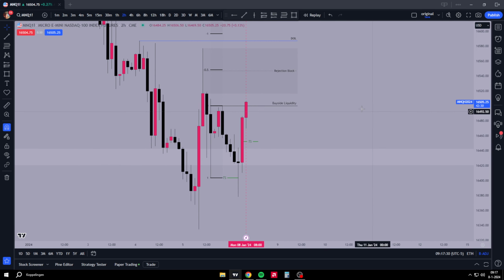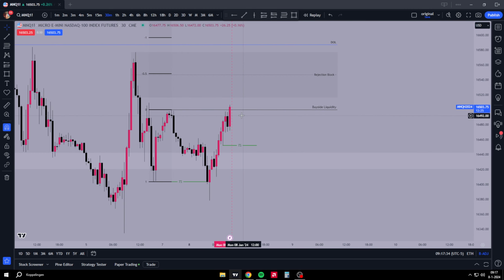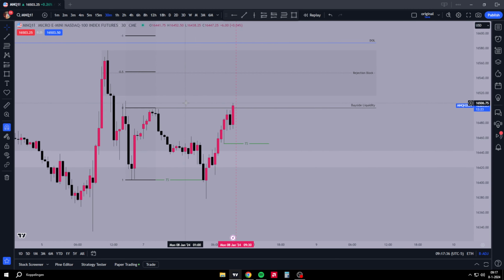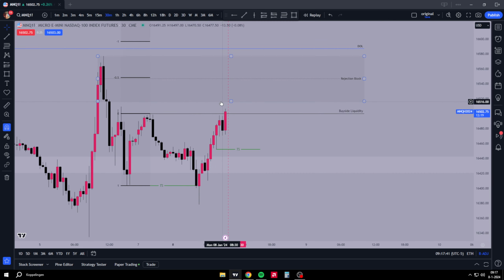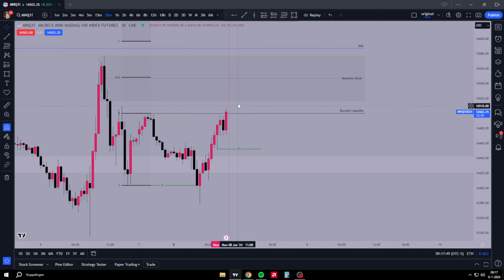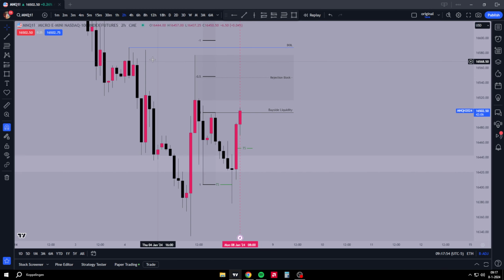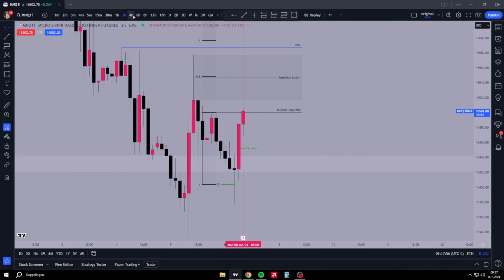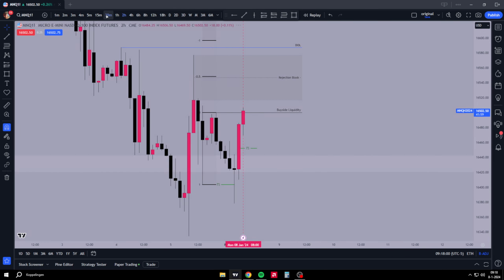So yeah, where could the unicorn setup be, or when? It could be after taking this high. It could be after tapping into this rejection block, consequent encroachment, or no, those three, just those three. And then yeah, that's just basically it. Nothing else really.